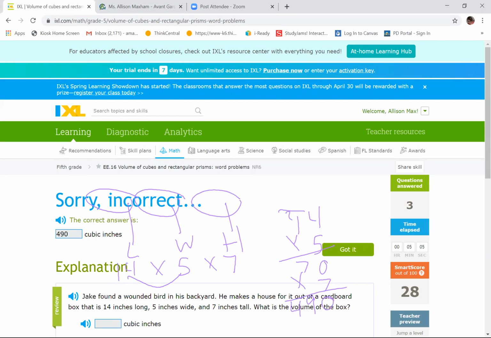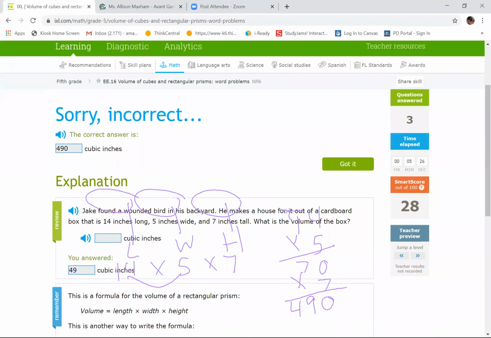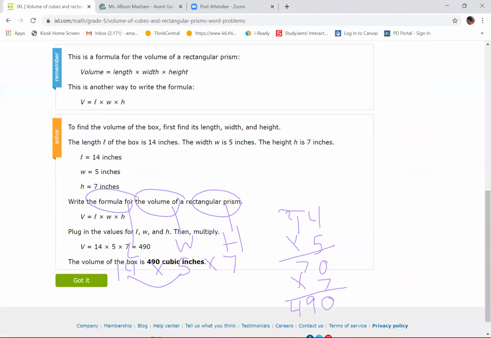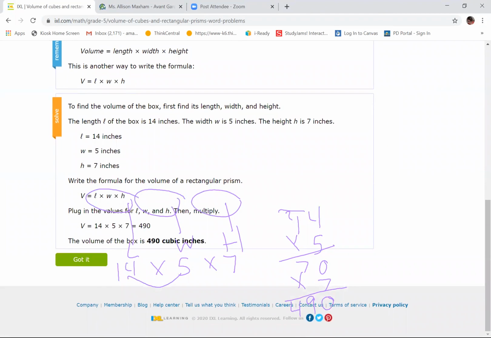What? Oh my goodness, look what I did. What did we do wrong? Did you find my mistake? The answer is 490. Let's see what I did wrong. 14 times 5 times 7 is 490 cubic inches. That's what they're telling me. I don't see my mistake. Do you see it?